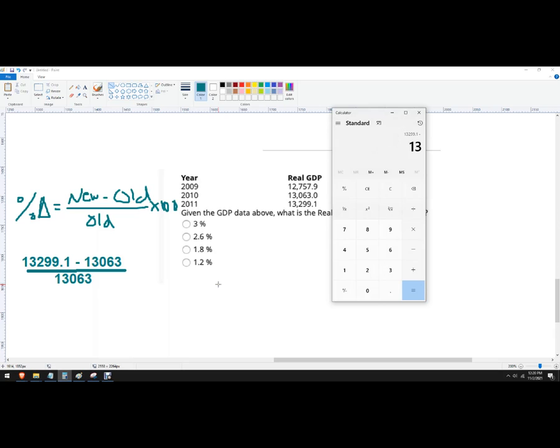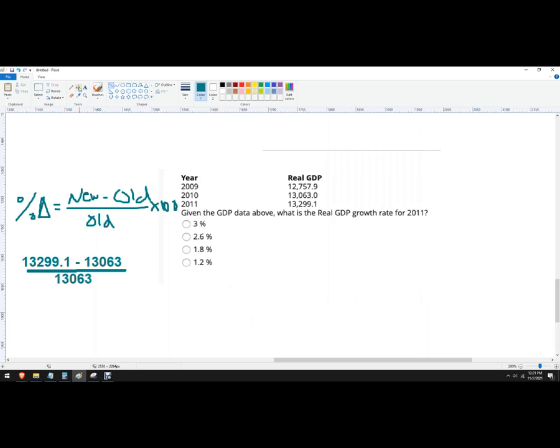So 13299.1 minus 13063 is 236.1 divided by 13063, and that is 1.8%, which is one of these answers. It is that one. That's how to calculate the change in the real GDP growth rate as a bonus.